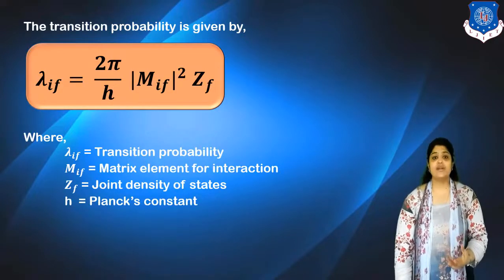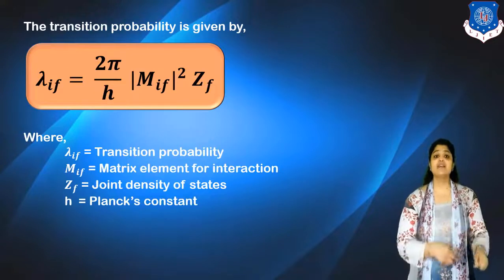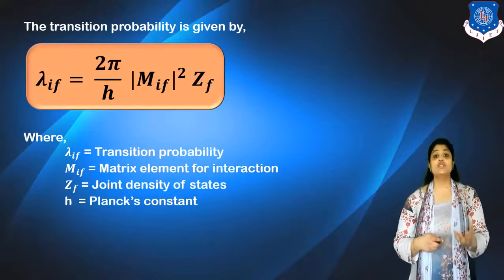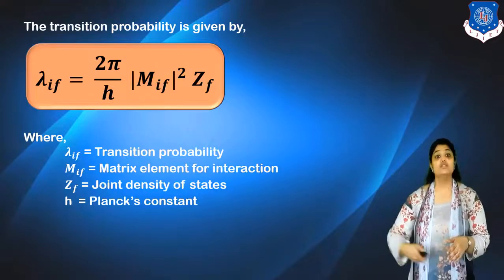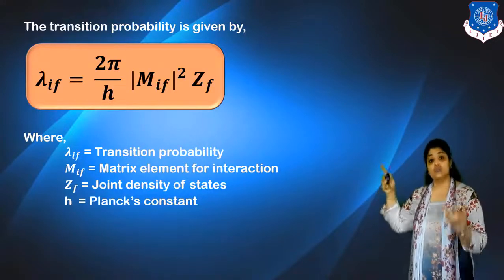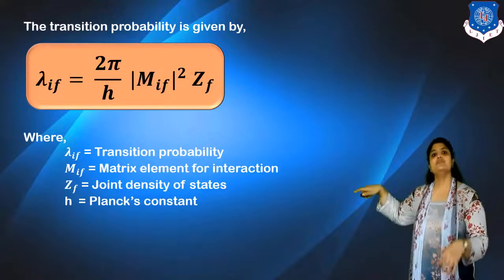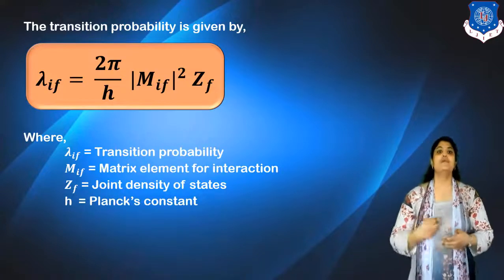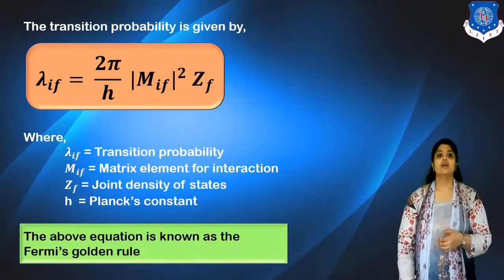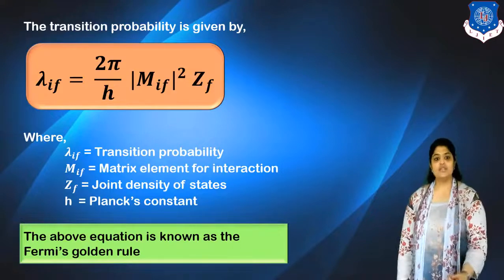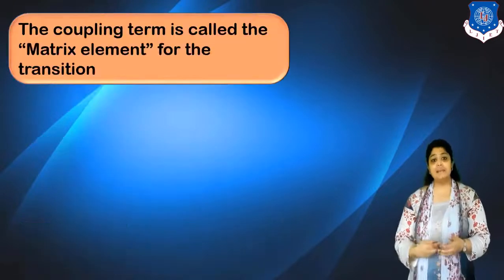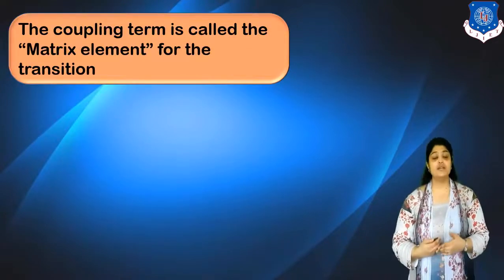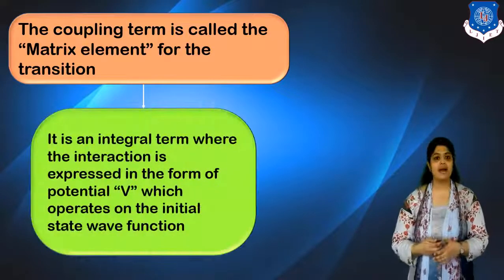What do you mean by joint density of states? We have discussed in this chapter itself, which will give us the number of transitions per unit time. So the transition probability also depends upon the number of transitions per unit time. This particular equation is known as the equation of Fermi's golden rule. The coupling term is known as a matrix element. So the matrix element is the term M_IF.